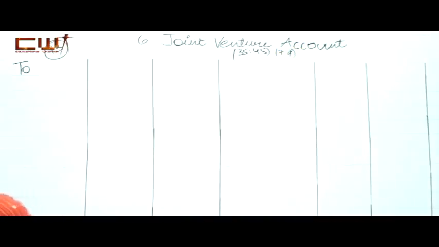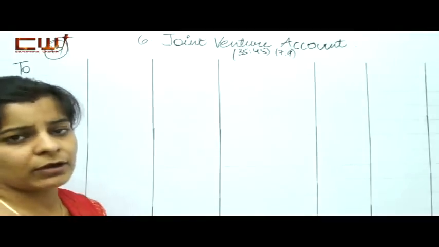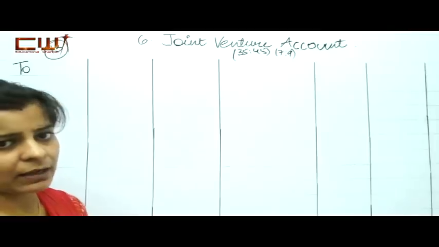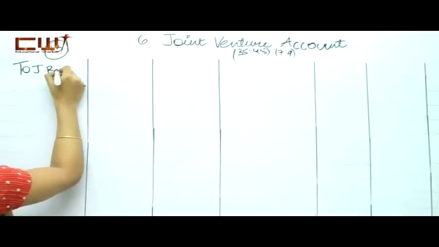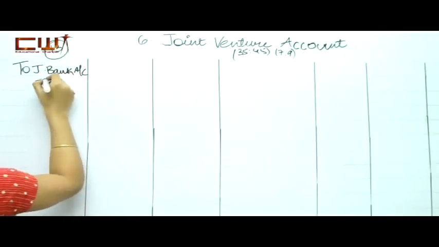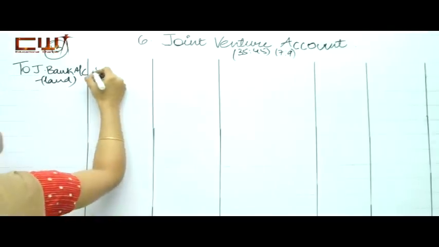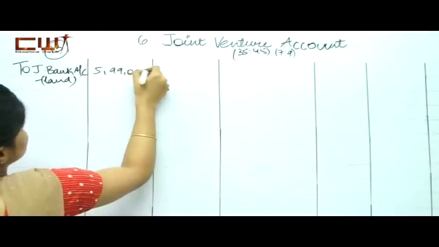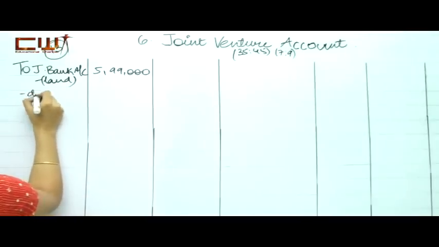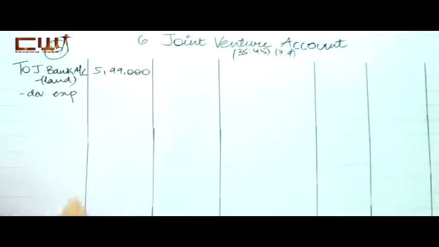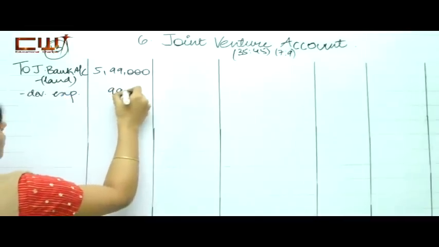Next, following are the transactions of the venture. Purchase land for 5,99,000. So joint venture land is coming in and the bank account is being credited, so to joint bank account, right? Why? For purchase of land. How much is that for? 5,99,000. Next you are paying the expenses, land development expenses. You are paying from bank only. Development expenses you are paying for 9,950.